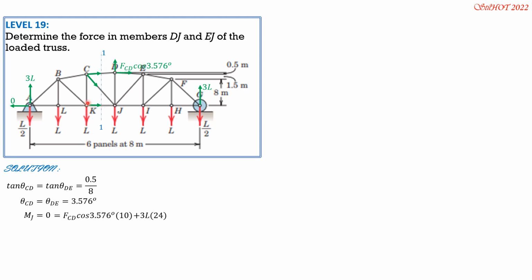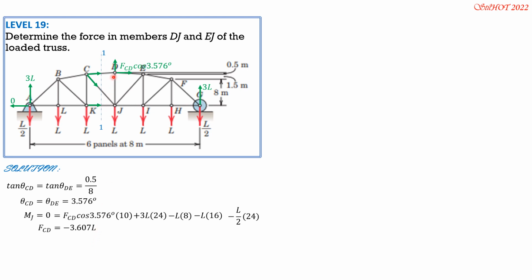Then minus L times 8, minus this L times 16. Then minus this L over 2 times 24. So from there we can solve FCD. It is equal to negative 3.607 L.